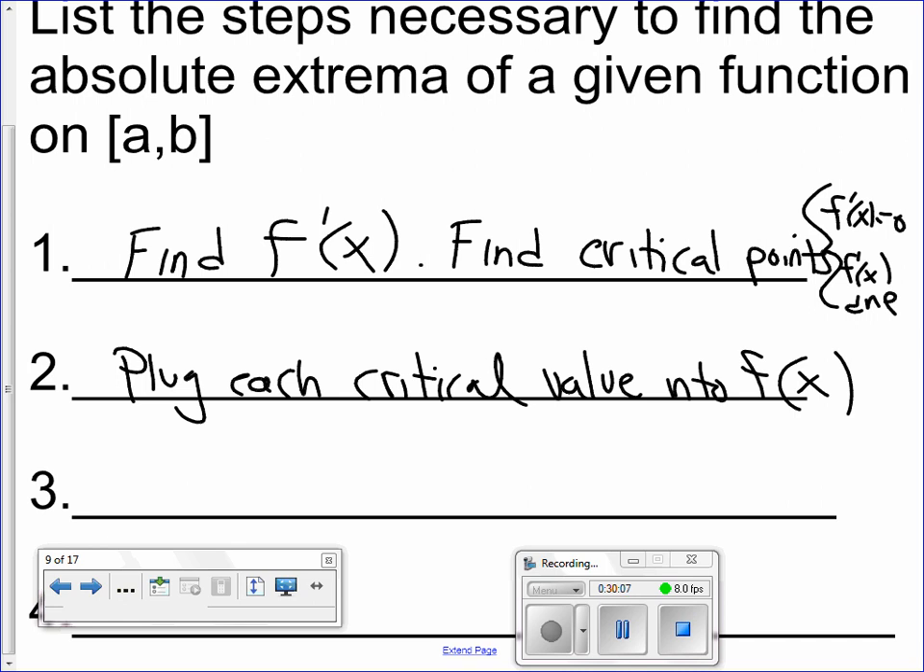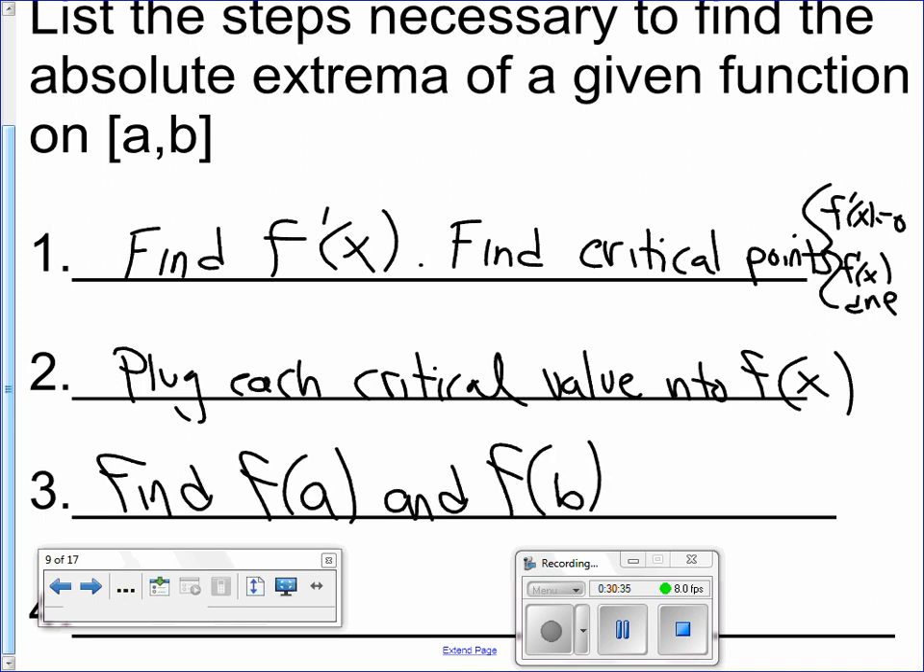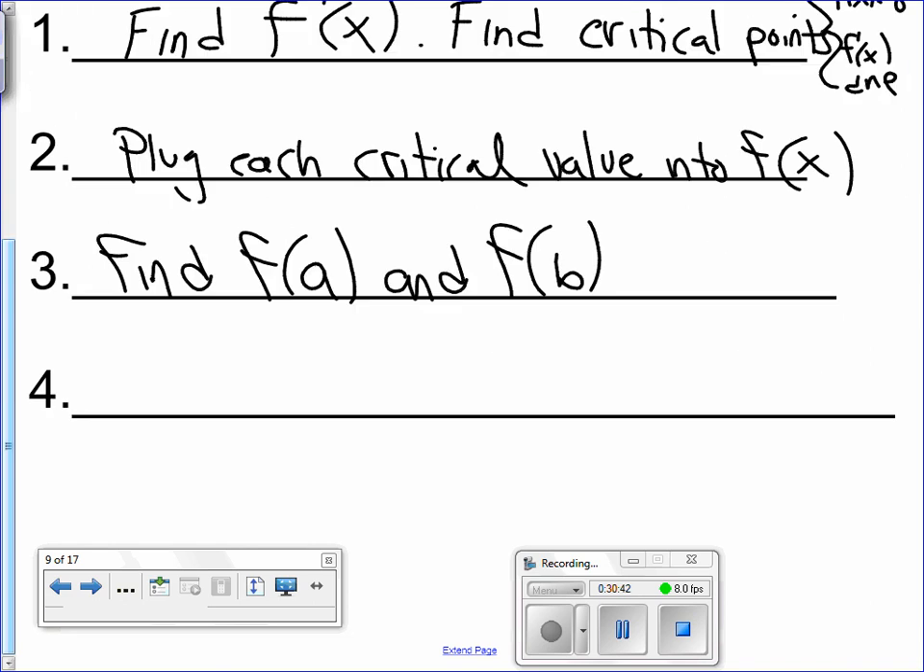All right, so now you know the y coordinates of the critical values. Then what do you got to do? Yeah, find the y coordinates at the endpoints. So plug the endpoints into the function. I'll write, plug in A and B. Actually, I could just say find f of A, find f of B. That would be even better. So now you know the y coordinates at the endpoints. What's your last step? You just compare them, right? Take the greatest, that's your absolute max, and the least is your absolute min.